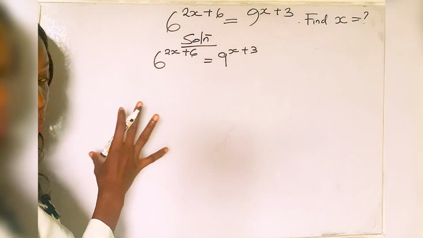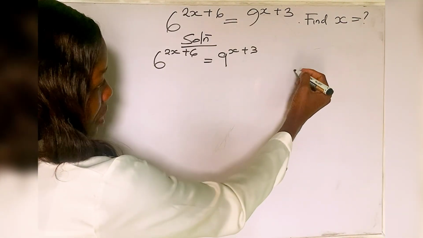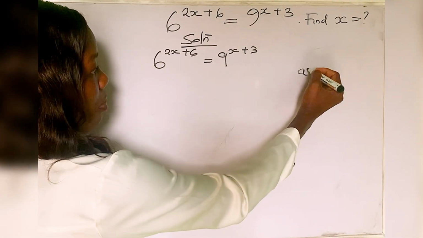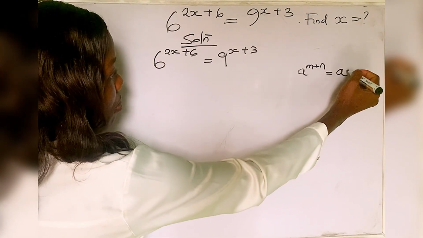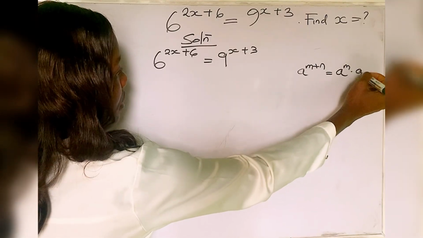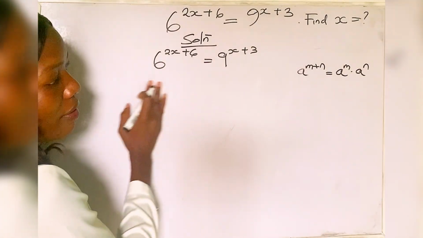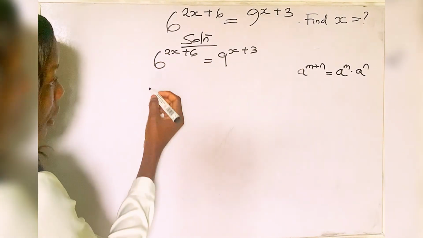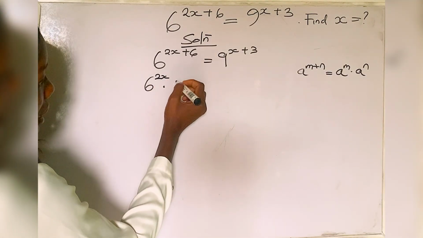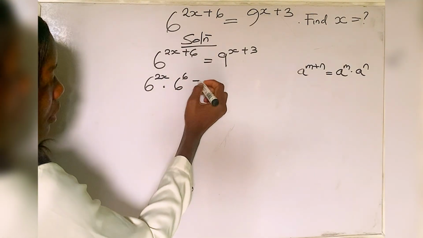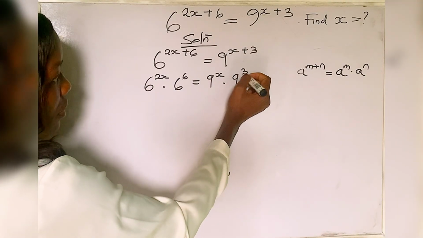So we're going to be applying lots of exponential rules here. The first one we'll be applying is, let's say you have a to the power of m plus n. What it means is a to the power of m multiplied by a to the power of n. So we'll be applying this rule in this first step of the equation. We have 6 to the power of 2x multiplied by 6 to the power of 6 is equal to 9 to the power of x multiplied by 9 to the power of 3.